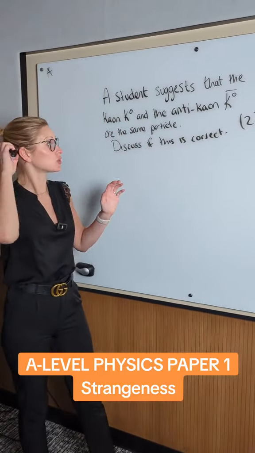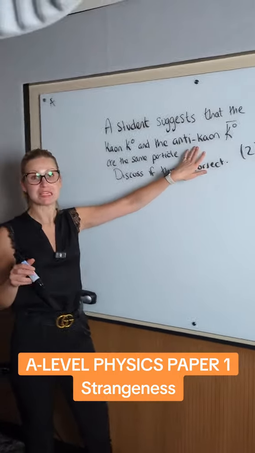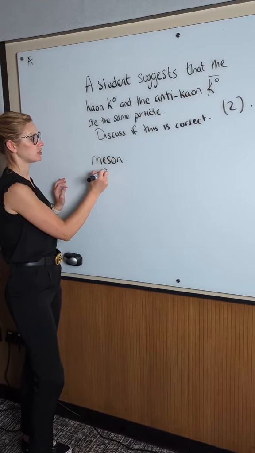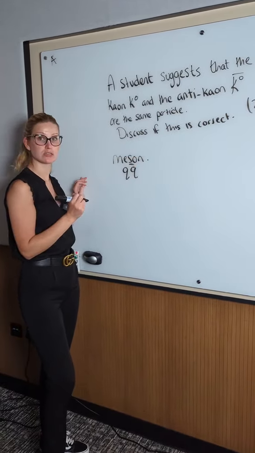So what we're doing today is we're going to look at the kaons, okay? It's a type of meson. So the first thing I know is it's a type of meson, so the first thing I'm going to write down is it's always made of a quark and an antiquark, okay?